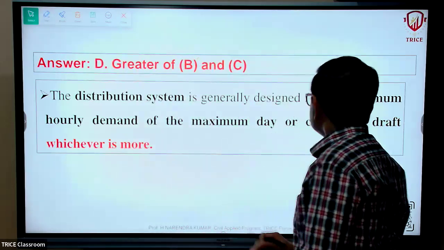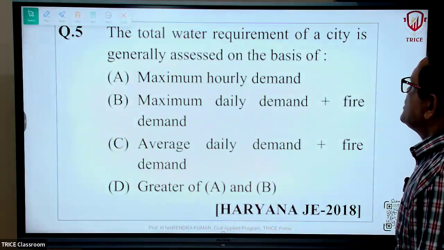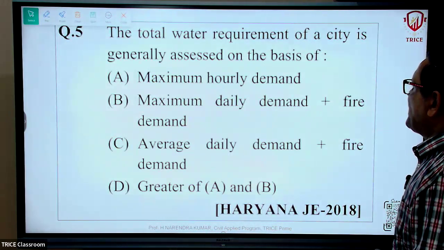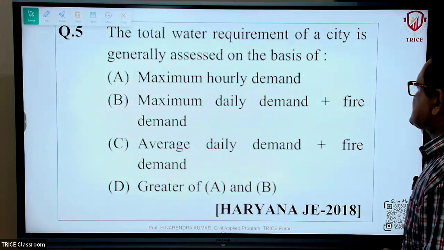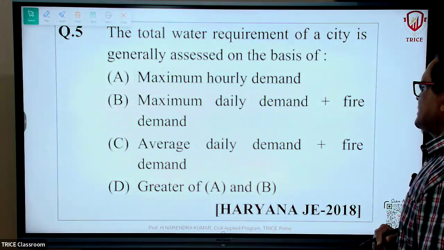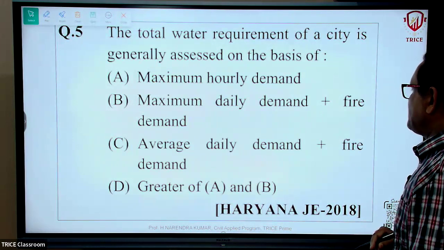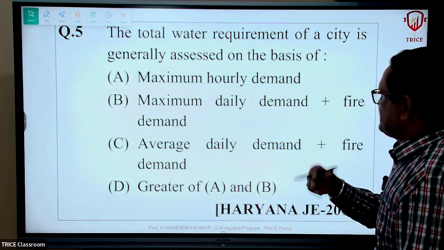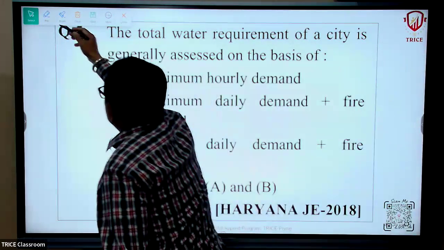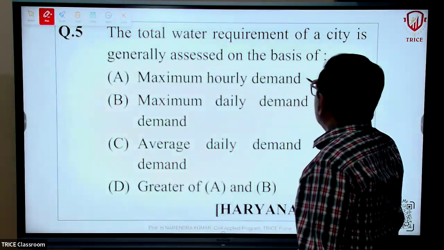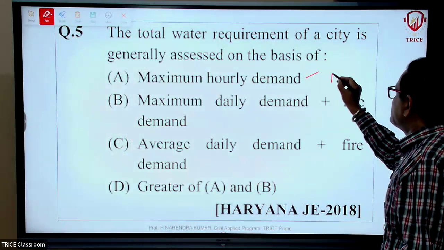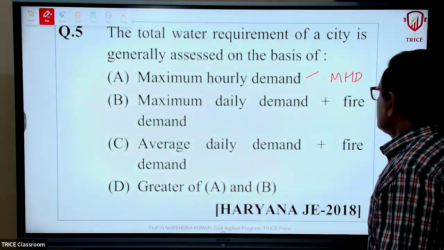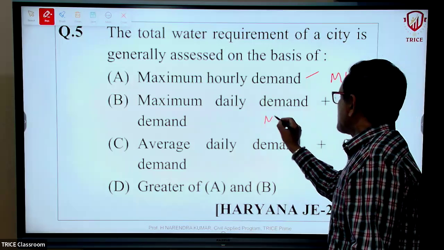Next one. Once again, the total water requirement of a city is generally assessed on the basis of maximum hourly demand, maximum daily demand plus fire demand, average daily demand plus fire demand, or the greater of A and B. So the previous question's first option is maximum hourly demand, as I said earlier. We say MHD, maximum hourly demand. The next one is MDD plus FD.